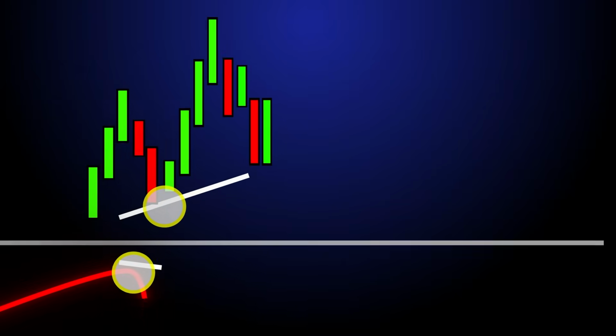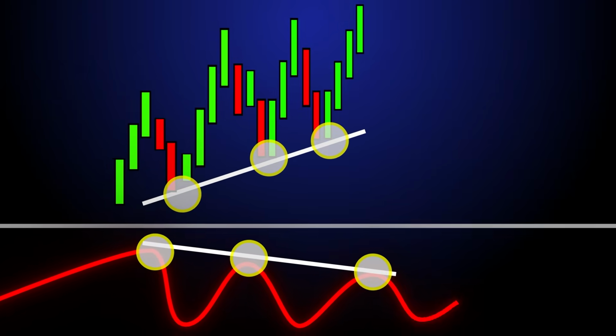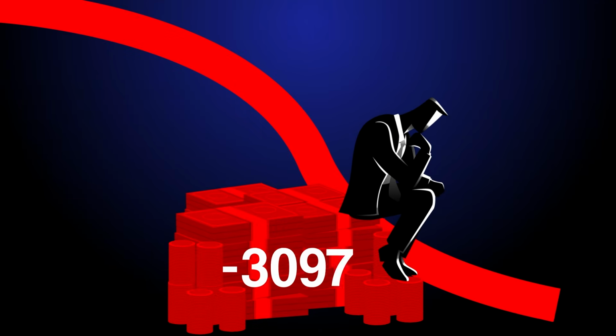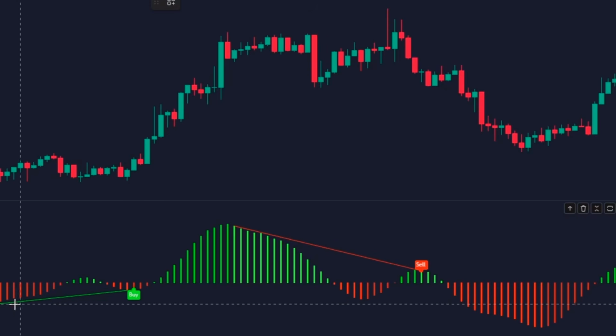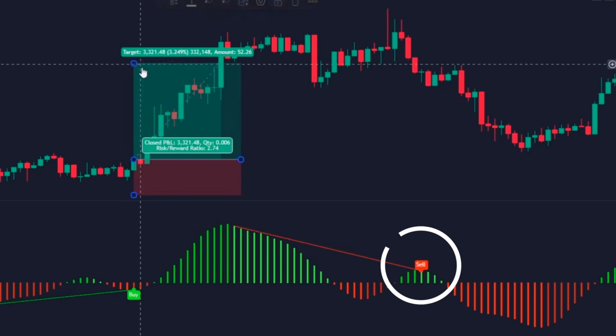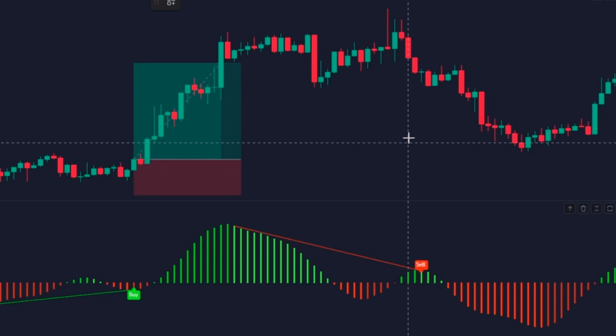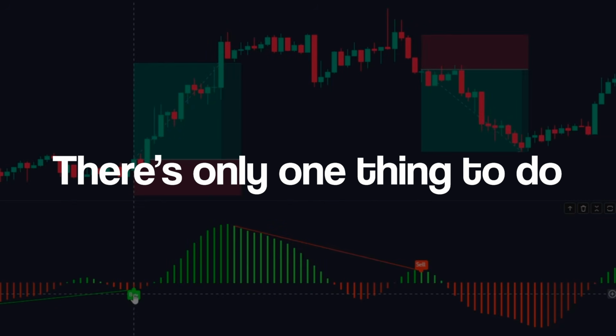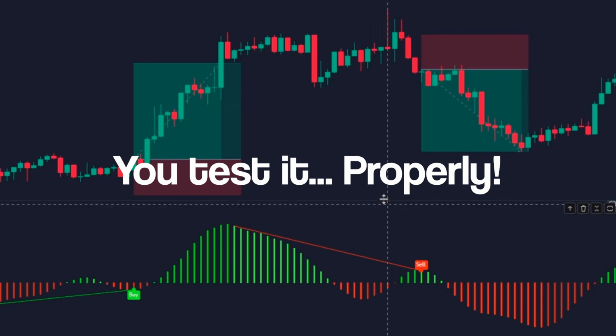Divergences are one of the most overused concepts in trading. Everyone loves them, everyone posts them, and yet most traders still lose money using them. So, when a new indicator claims it can detect real-time divergences without repainting, without pivots, and with smoother momentum logic, there is only one thing to do: you test it properly.